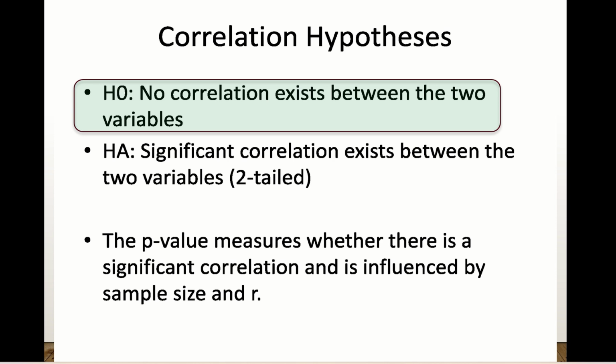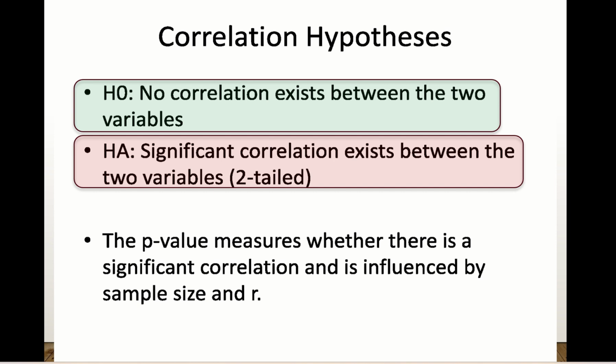Again, we can look at correlation through the lens of a classical statistical hypothesis, where our null hypothesis is that no correlation exists between two variables. And it's only when we reject that null hypothesis that we say that there is a significant correlation between the two variables. And with correlation, we're looking at a two-tailed test. And what does that mean? Well, basically, it can be either a negative correlation, having an R of, say, -0.5, or a positive correlation.